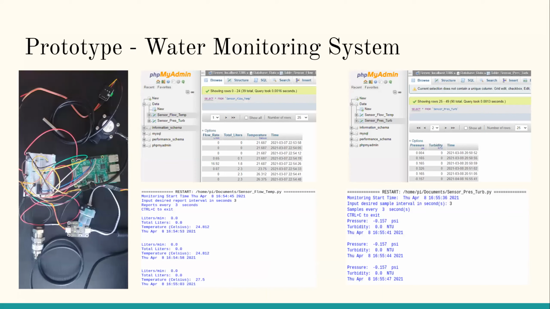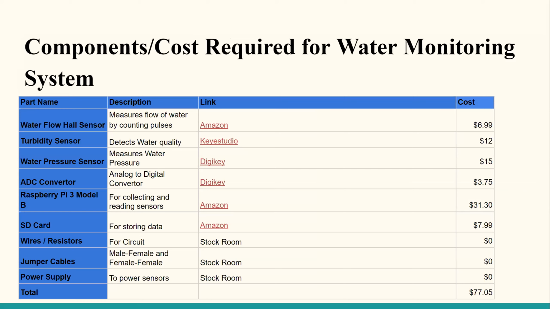On the left is the picture of all the sensors hooked up and wired to the Raspberry Pi. And then we have an example of the phpMyAdmin databases for the sensors, as well as an example code of inputting a desired report interval or sample time for each of the sensors when they take the information and display it again. Next. And here are the costs for all the parts required for this project. Next.